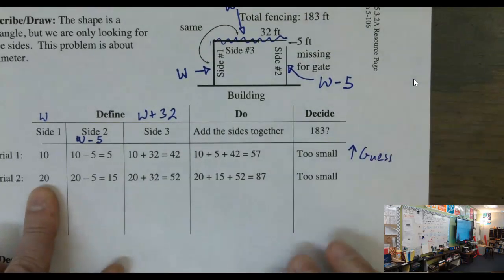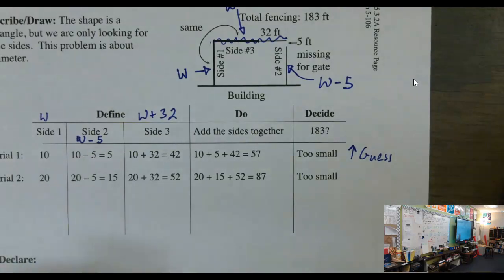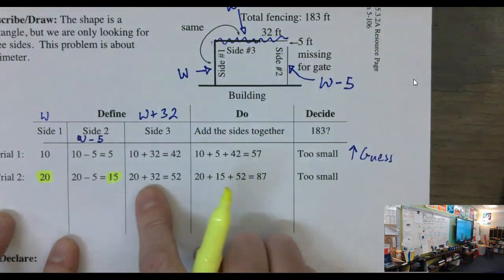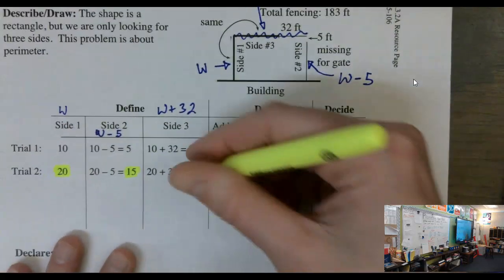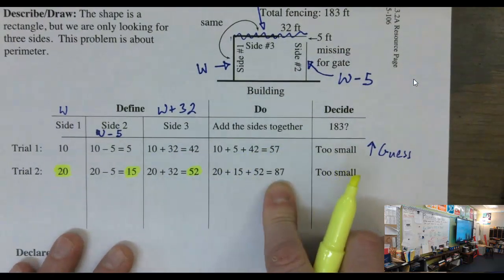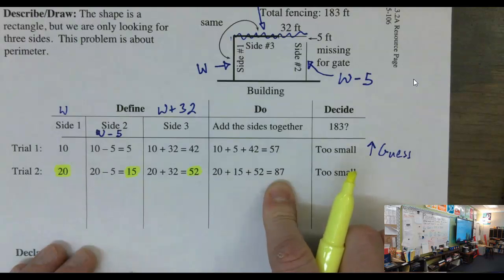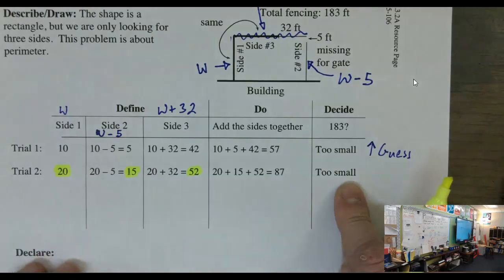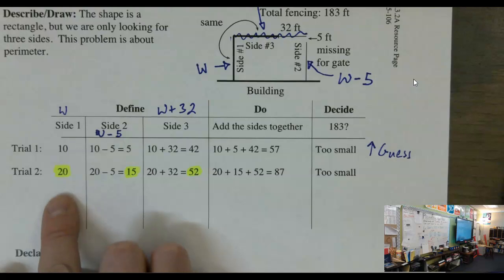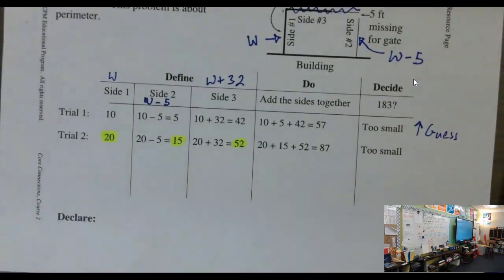So when we try 20, what's our W minus 5? 15. What's our W plus 32? 52. What happens when we add those together? Too small, too big, or just right? So what should we do with our guess? Up it more. You guys as a team decide what to try next. You know it needs to be something bigger than 20.